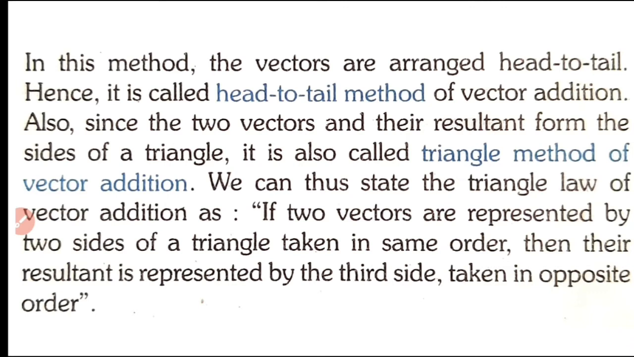We can thus state the triangle law of vector addition as: if two vectors are represented by the two sides of a triangle taken in the same order, then their resultant is represented by the third side taken in the opposite order. That is, if two vectors are represented by two sides of a triangle taken in the same order, meaning tail to head, then their resultant is represented by the third side taken in the opposite order. That is what the triangle law of vector addition says.